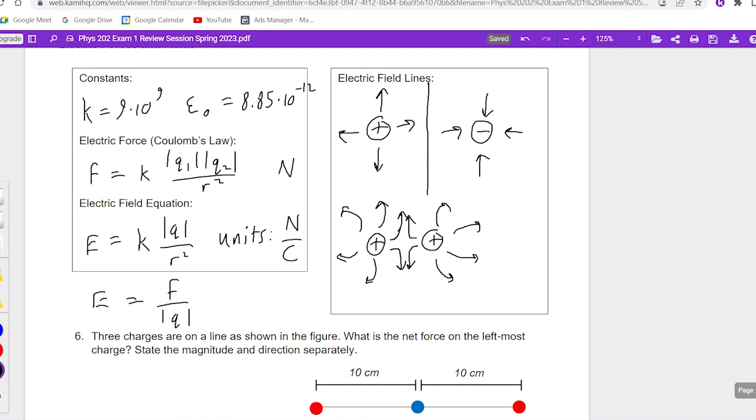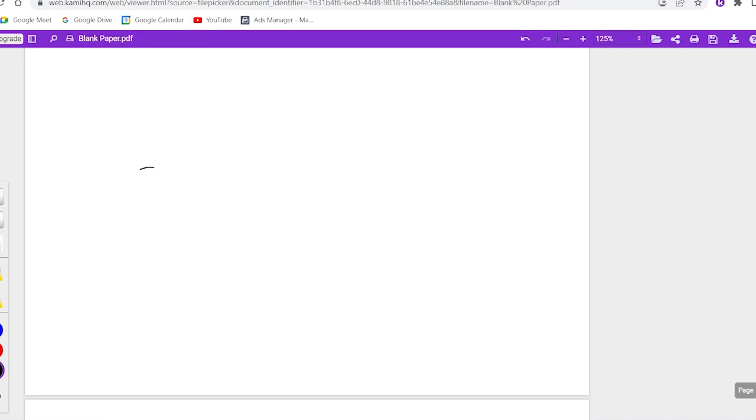And then if I had two negative charges, it would look like this. Sorry, I didn't want to do two negative charges. It would look exactly the same except the arrows would point the opposite direction. If I had a positive charge on the left and a negative charge on the right, let's say, these field lines want to bend towards each other because it wants to point away from positive and towards negative.